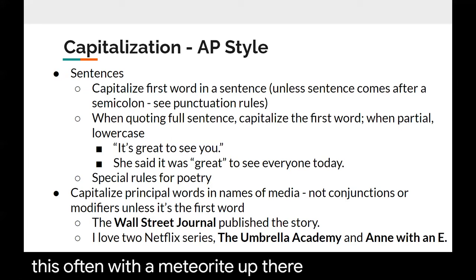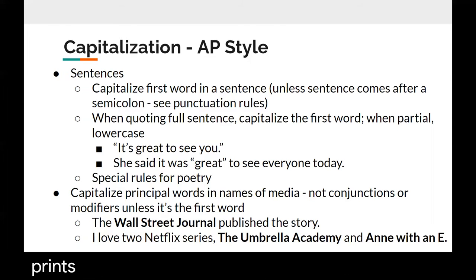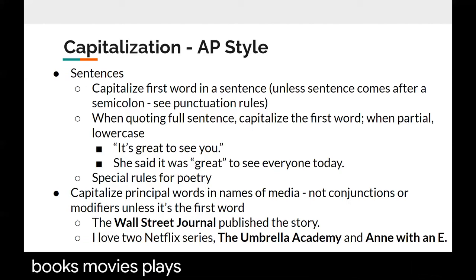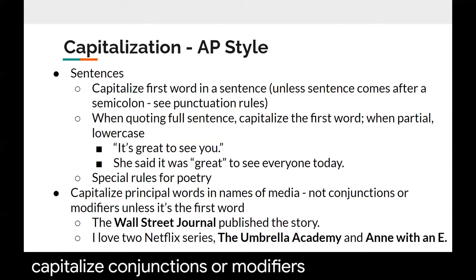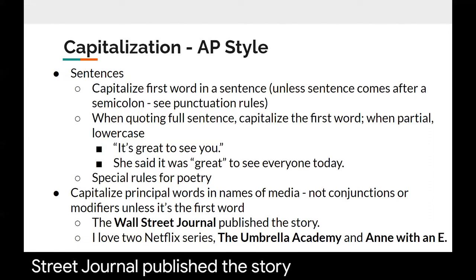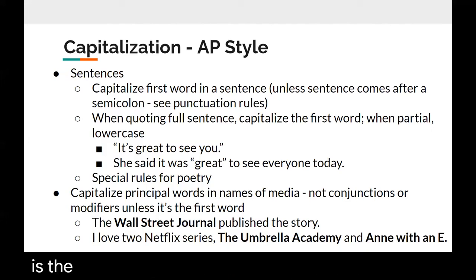There are rules for principal words in the names of media types like books, movies, plays, newspapers, etc. We don't capitalize conjunctions or modifiers unless those are the first word in the title. So, for example, the Wall Street Journal published the story. Wall Street Journal is the name of the publication. Therefore, we capitalize all 3 principal words.